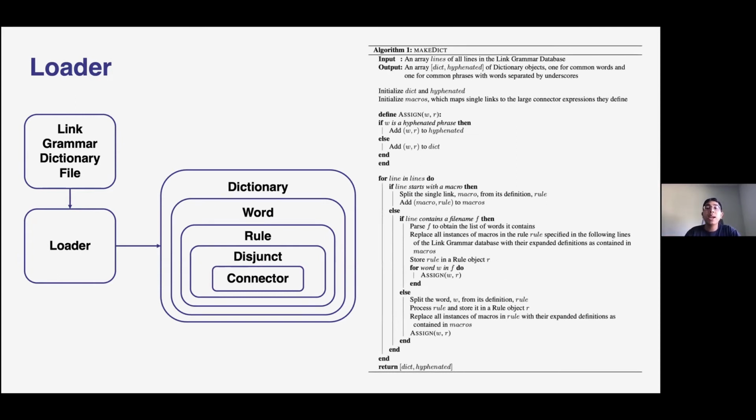As shown in the algorithm to the right, the makeDict function, which comprises the core of the loader, utilizes the information in an array of lines obtained from the link grammar database to create an array of dictionary objects that map each common word or phrase that link grammar supports to its associated rule. To do so, it extracts a link grammar rule from each element of the lines array, storing any new macros, remember those single links that define larger connector expressions, in the data structure called macros. The algorithm then replaces each macro with a rule with its expanded expression and assigns the modified rule to the word it defines. This mapping forms the dictionary objects that are then sent to the segment class.